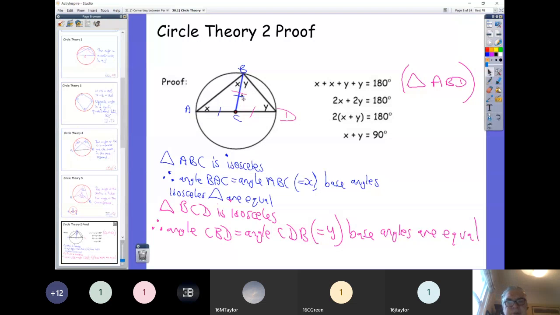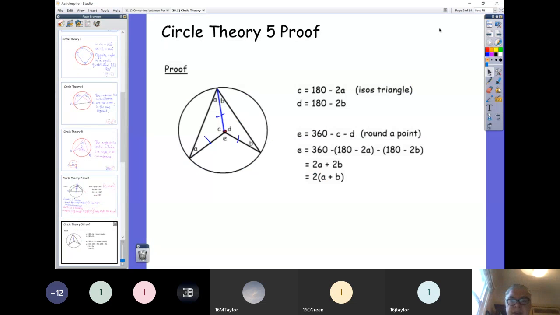I don't expect you've had a chance to fully digest that yet, so that will be one of the things I want you to do when the recording finishes. The other one I think is very nice was circle theory 5. Now this one's a bit more complicated. Okay, so we'll start off by drawing your Star Trek shape.